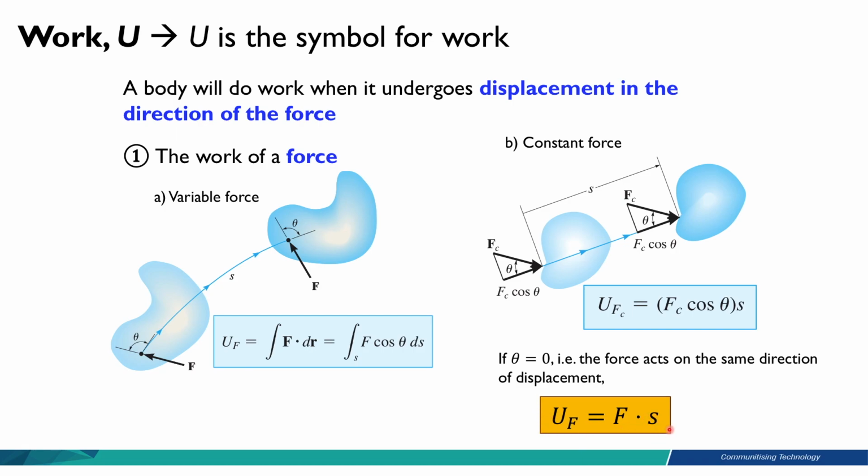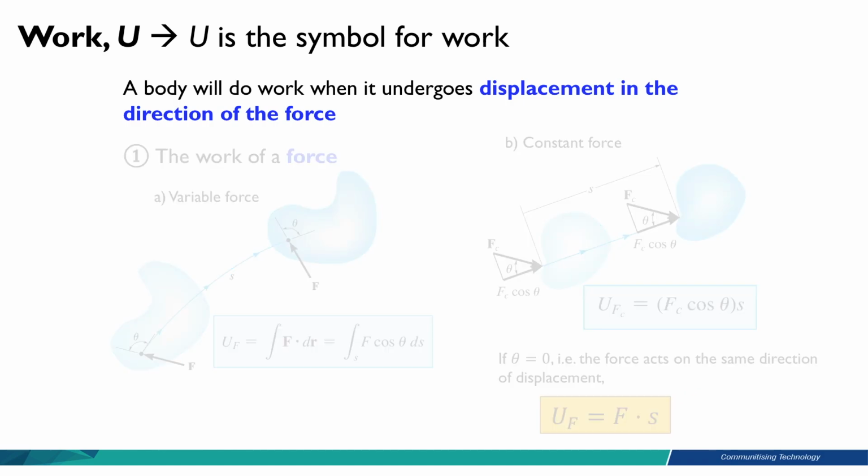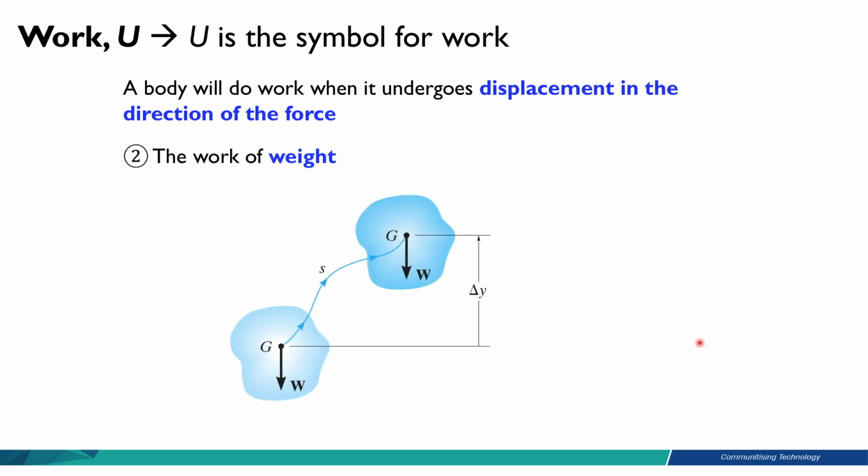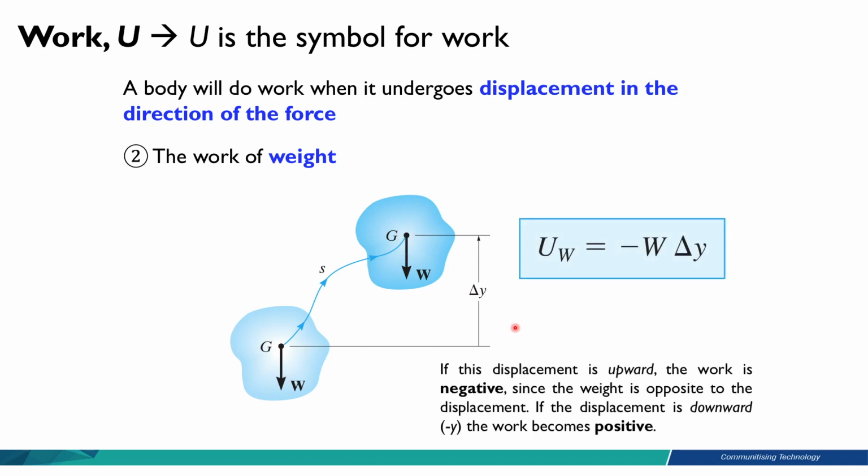This is the most common form of the work done by a force. The work done by the force is basically the force times displacement S. Now, the weight can also do work, because the rigid body can travel in the y-axis, from top to bottom, for example. So UW, the work done by the weight, is given by the equation minus W, the weight, times delta Y. Delta Y is the displacement in the y-axis.